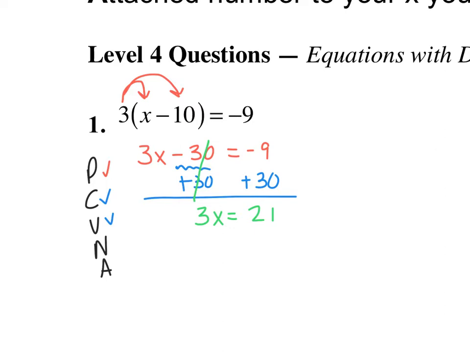Now, all my numbers are on the right-hand side, so I have to ask myself, how do I get rid of that attached 3? I'm going to box it, and to get rid of that multiply by 3, I simply divide by 3, so I'm going to divide both sides by 3. After dividing both sides by 3, my 3s cancel, and I get x equals 7. And that's your final answer.